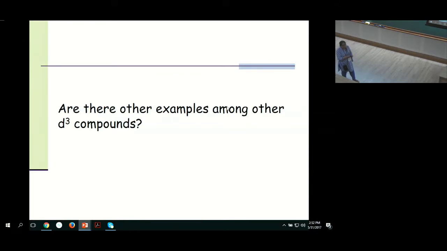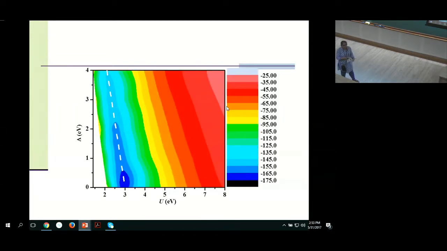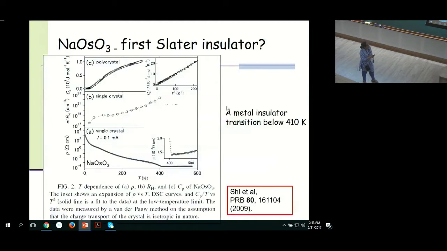So this mechanism seems to be generic to all the d3 compounds which have the same half filling of the band. Are there other examples? We worked out a phase diagram, because all the properties of the transition metal compounds are essentially determined by the charge transfer energy and the scale of U. Depending on the U and the delta values, you could have various examples of high Néel temperature compounds over here.